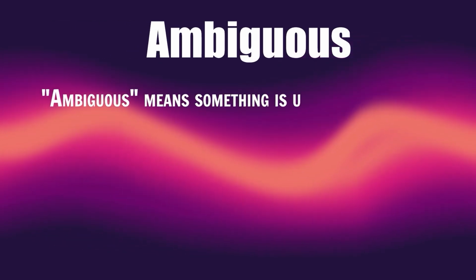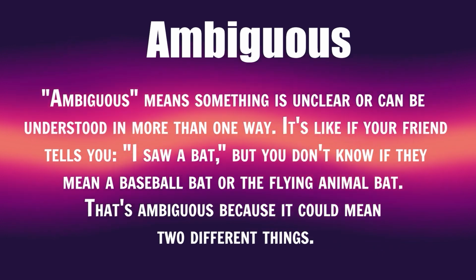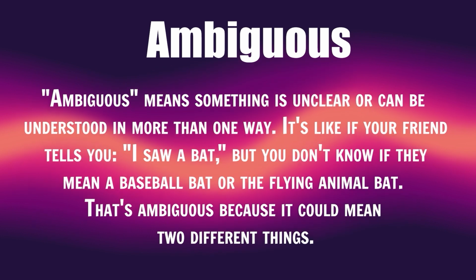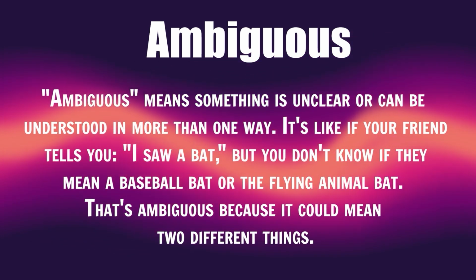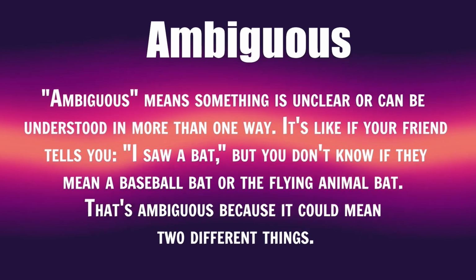Ambiguous. Ambiguous means something is unclear or can be understood in more than one way. It's like if your friend tells you, "I saw a bat," but you don't know if they mean a baseball bat or the flying animal bat. That's ambiguous because it could mean two different things.